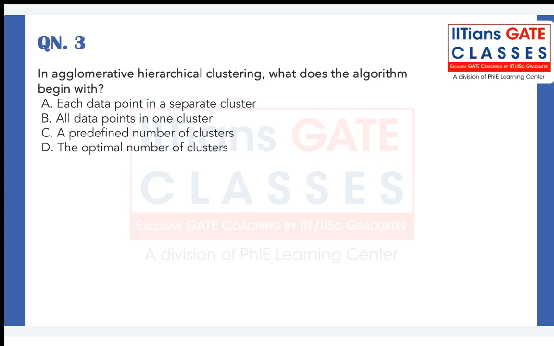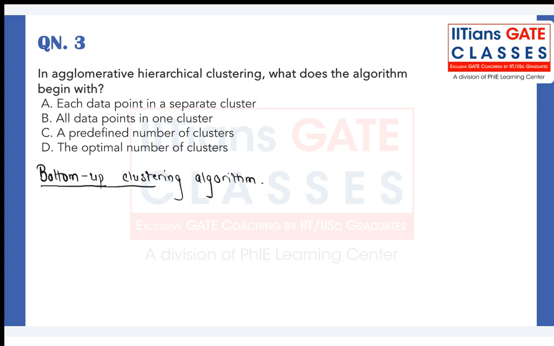In agglomerative hierarchical clustering, what does the algorithm begin with? So, if you recall the agglomerative hierarchical clustering algorithm, it is nothing but a bottom-up clustering algorithm, right? It is a bottom-up clustering algorithm, which means initially what you are assuming is that each data point is a single cluster.